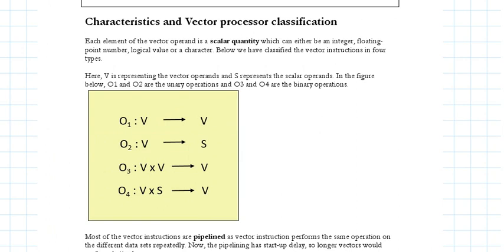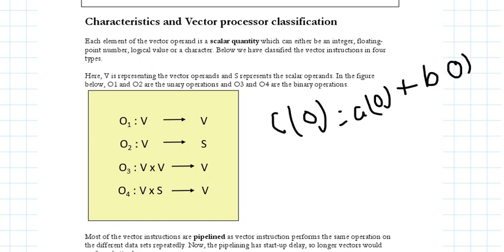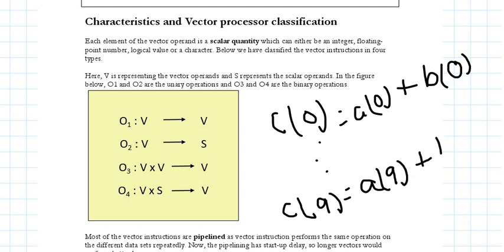Say, if you go back to the previous example, it was C0 equals to A0 plus B0, up to C9 equals to A9 plus B9.